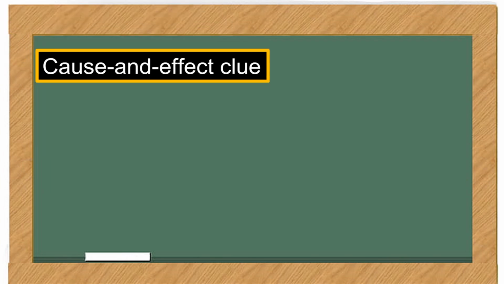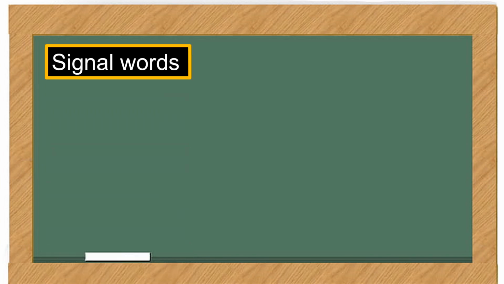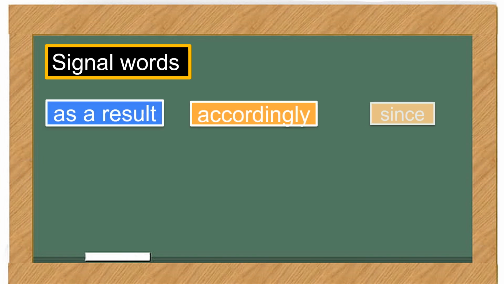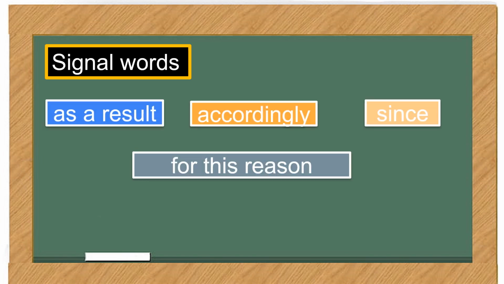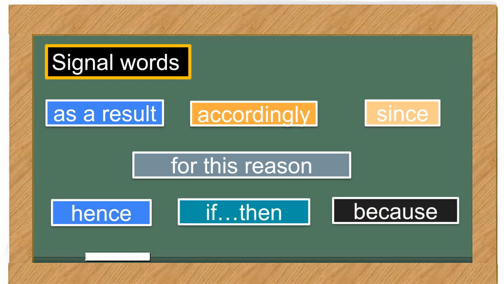The last type of context clue is the cause and effect clue. Here, the meaning of the unknown word depends on the cause and effect relationship with the other words in the text. The signal words used in the cause and effect clue are as a result, accordingly, since, for this reason, hence, if then, and because.